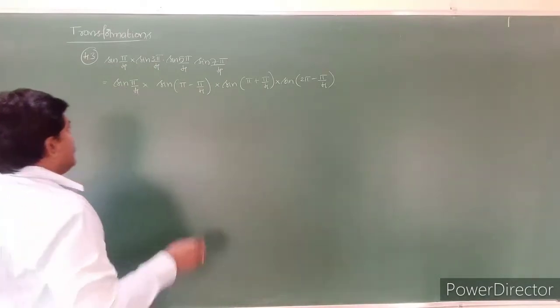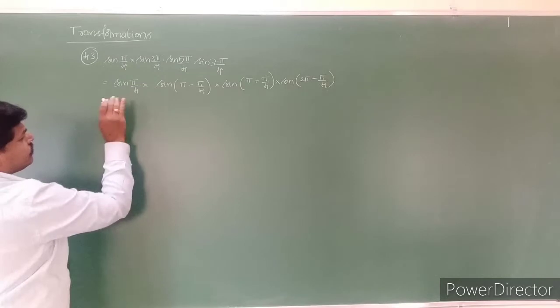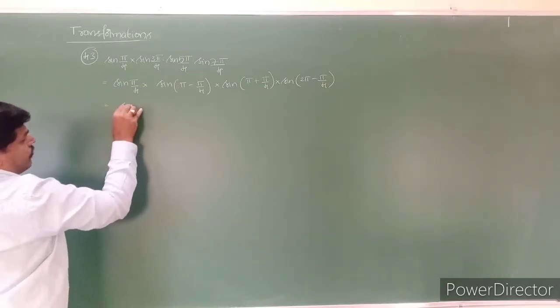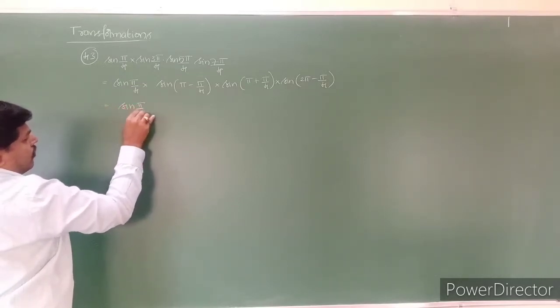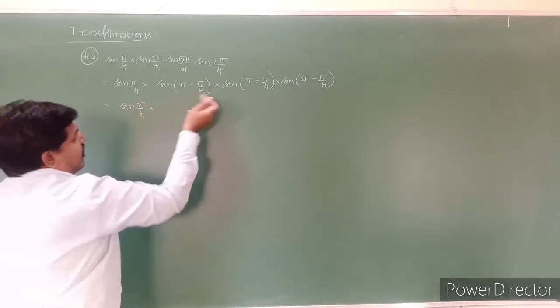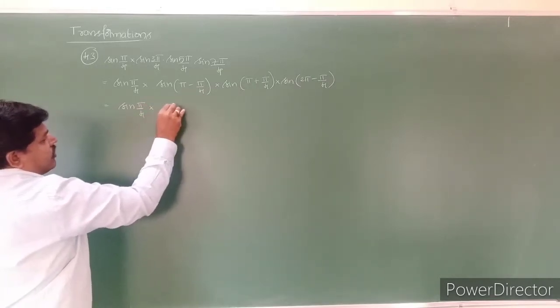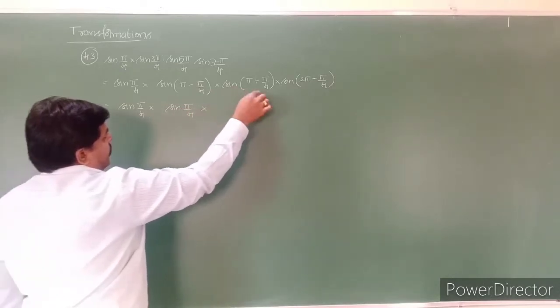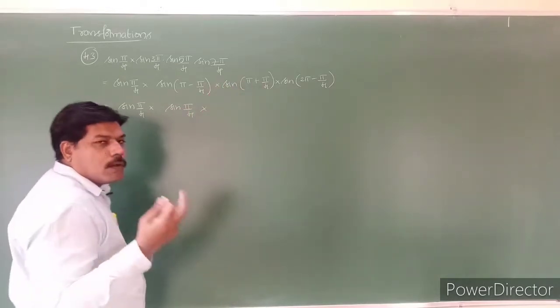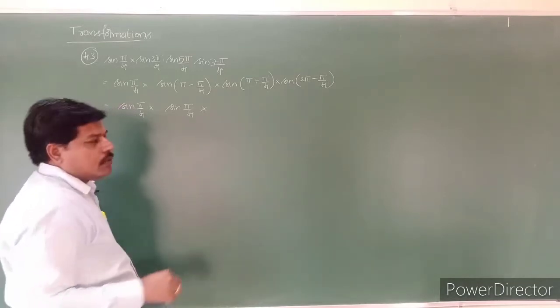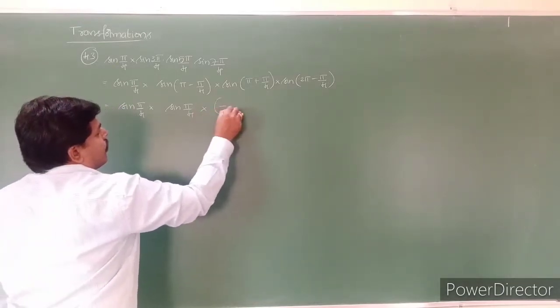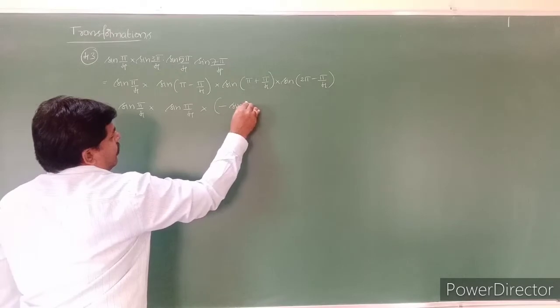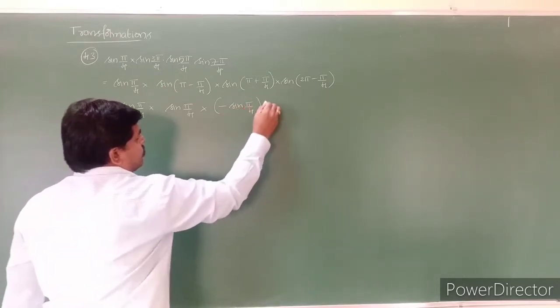Okay, so see this one here. What will I do? Sin pi by 4 into sin of 180 minus theta is sin theta, so that value also becomes sin pi by 4. Sin of pi plus means it is in the third quadrant. In the third quadrant sin is negative, so it will become minus sin pi by 4.